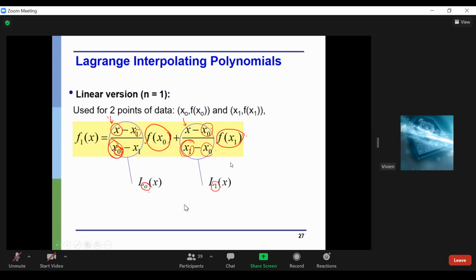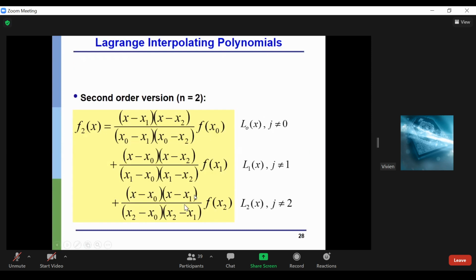So here we have 2 points of data. When we have 3 points of data, now this one is L0, and this one is L1, and this one is L2. And you can see the pattern here. F2(x) means you have 3 points, which is x0, x1, and x2. And how to find the value of L0? So that will be x minus x1, where this value is used as the division at the bottom.